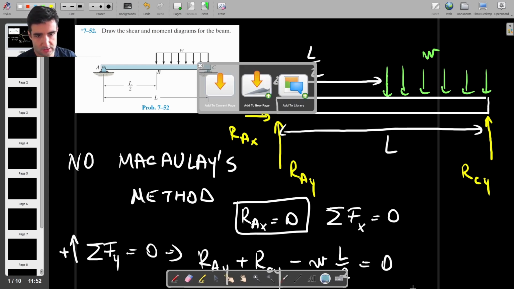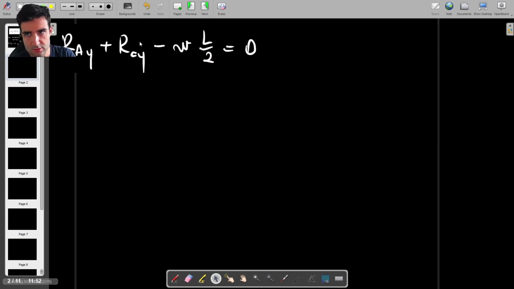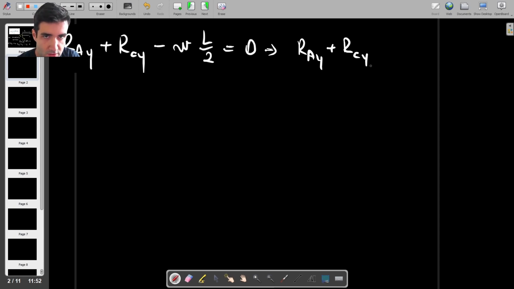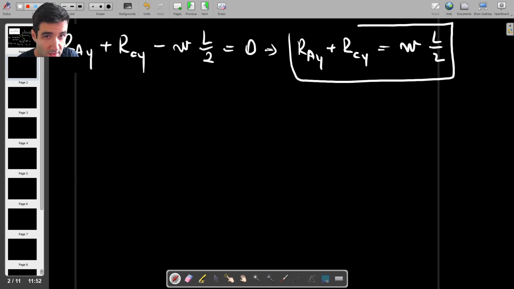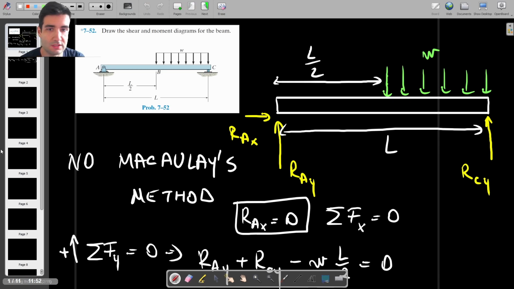So we have one equation and two unknowns. We have RAY plus RCY, and this is equal to WL over 2. So we still need one more thing to find the two reaction forces, and of course that's going to be done using balance of moments.